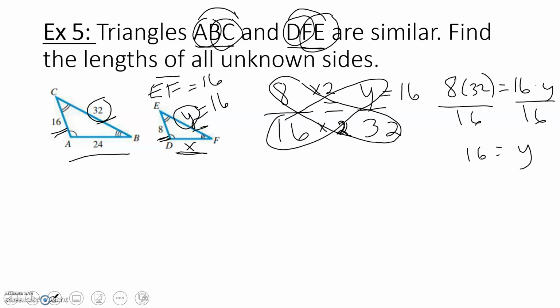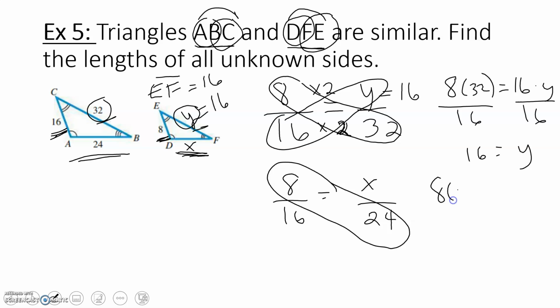Now, I need to also solve for the X. So I need to set up another proportion with the X in it. So I'm going to do the same 8 to 16 that I used in the first one, because the 8 corresponds to the 16. But now I'm going to do the X and the 24. Now for this one, I can't multiply 16 by a whole number to get to 24. So for this one, I would actually do the cross multiplication.